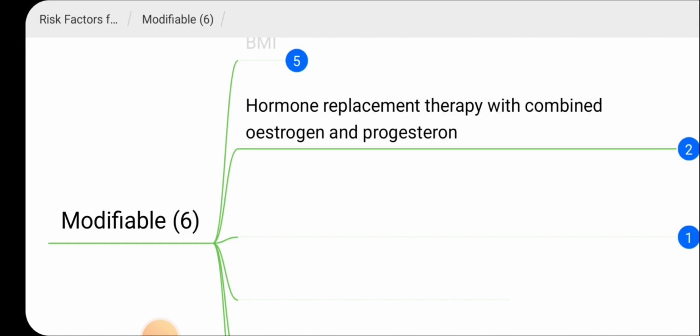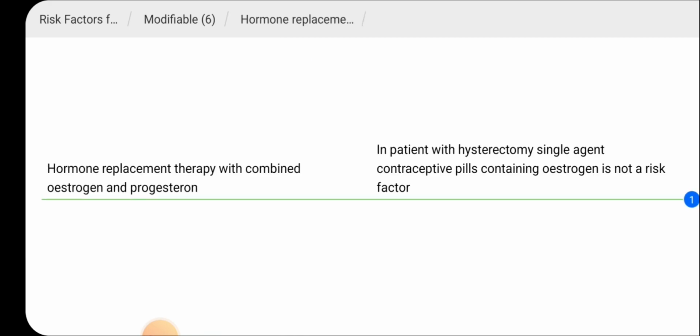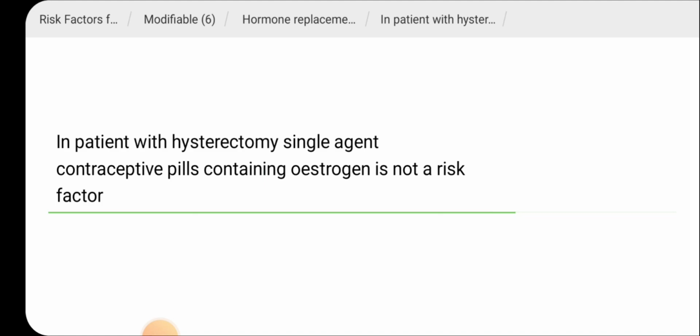Hormone replacement therapy with combined estrogen and progesterone is a risk factor for breast cancer. However, in patients with hysterectomy, single-agent contraceptive pills containing estrogen is not a risk factor. So, hormone replacement therapy is a risk factor, but single-agent contraceptive pills containing estrogen is not a risk factor and it may be a protective factor.